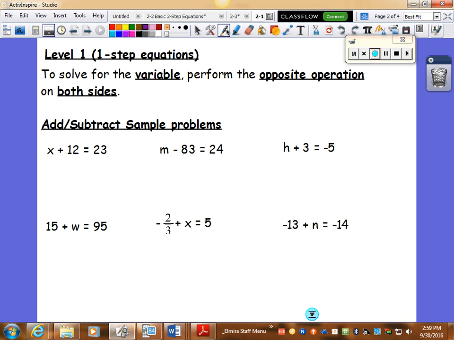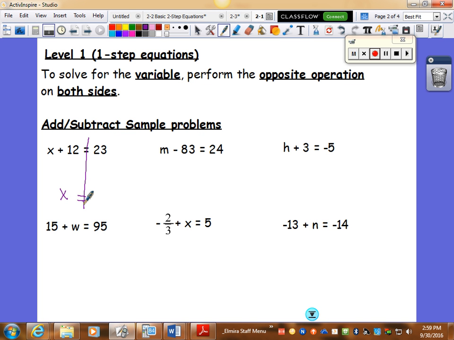So our first problem says x plus 12 equals 23. The middle of the problem is the equal sign, whether it's in the exact middle or not, that's the middle. The x is plus 12. I want to know what's x. Now, a lot of you can do, well, it's 11. 11 plus 12 is 23. And I understand that, but we got to get the procedure down.